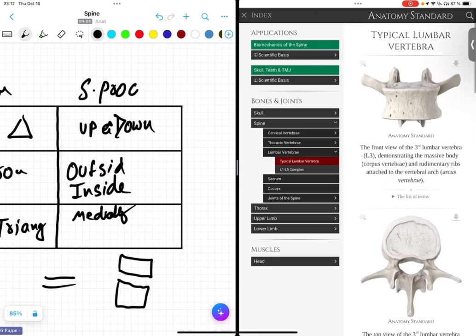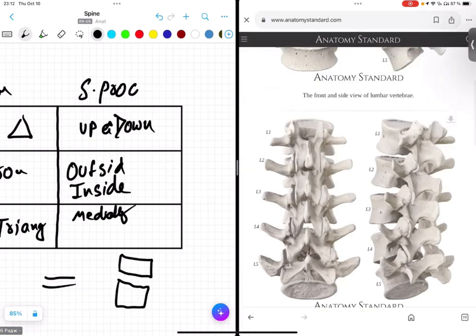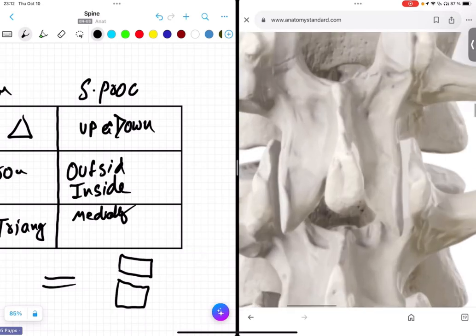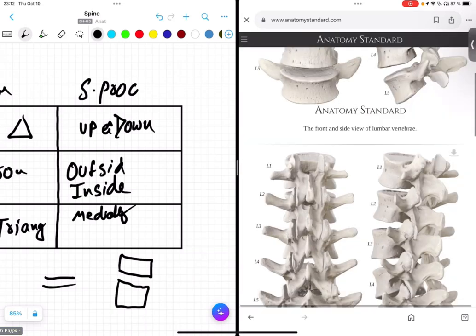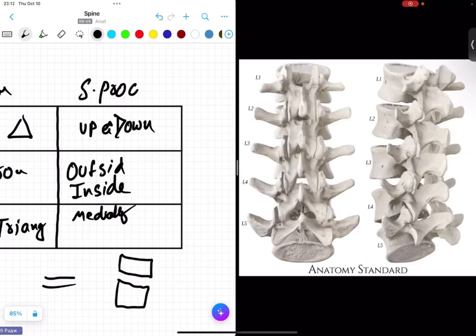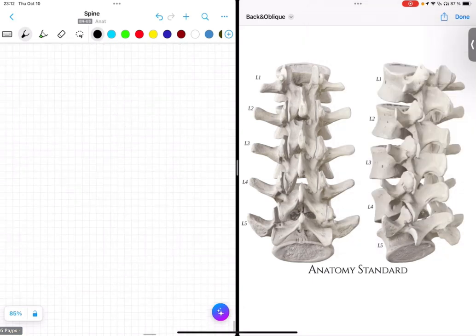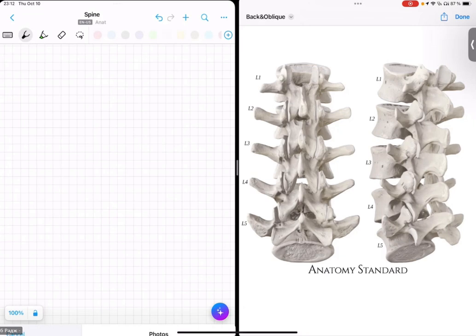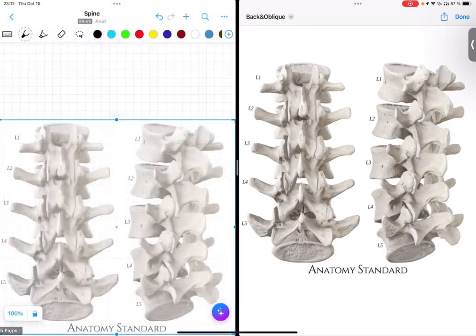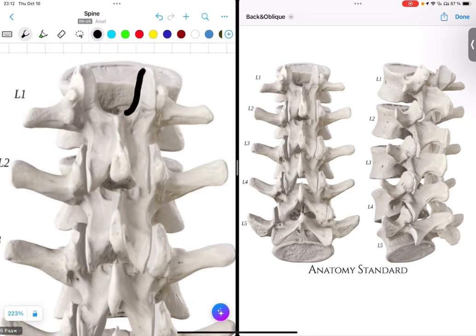Let me show you this L1 to L5 complex. In this image, let me just show you it from this way. Just a minute. See, this is the superior articular process, this is the inferior, and that is the spinous process, right?